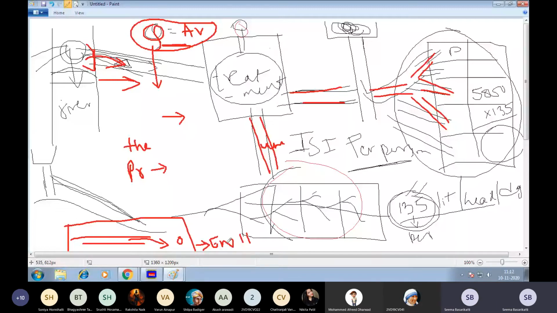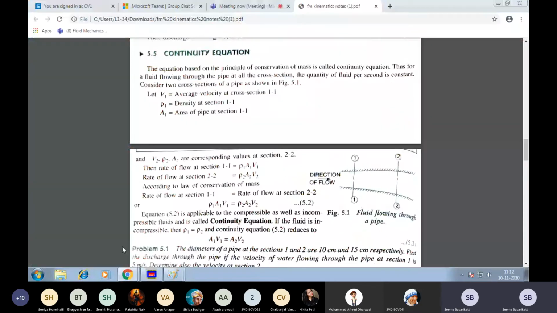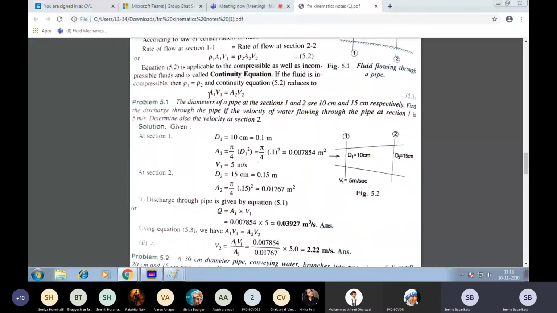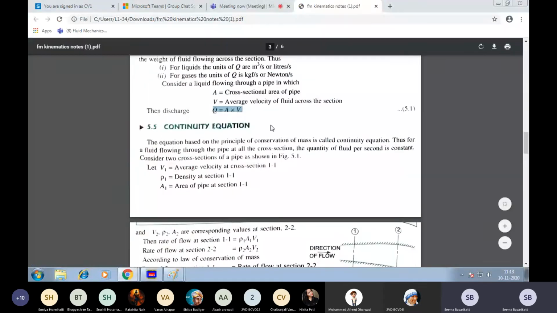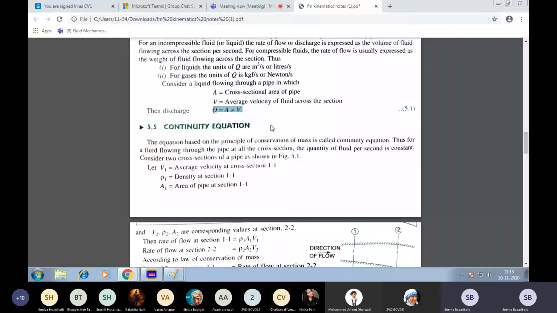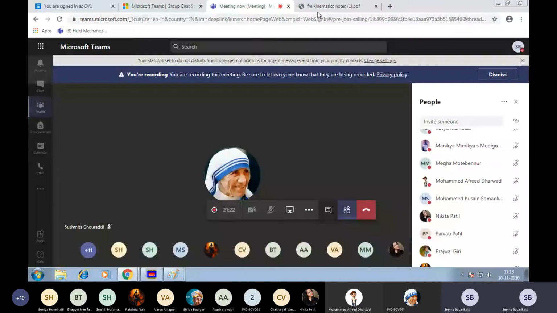At least you need to know that Q is discharge in terms of distributing the water. Yesterday we derived an equation, that is A1 V1 is equal to A2 V2. This is nothing but the continuity equation. So Q is equal to A into V. You people have to keep it in your mind. This equation is going to come in all the modules, not only in this semester but also next semester you are going to use this equation.